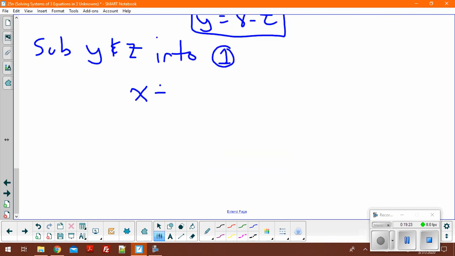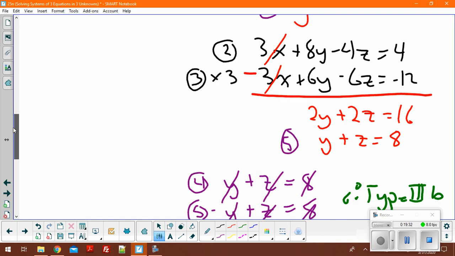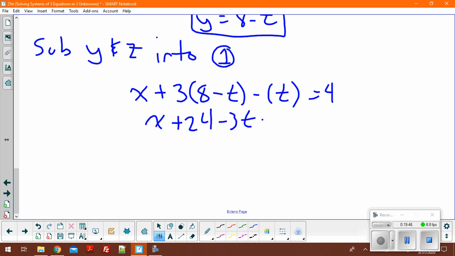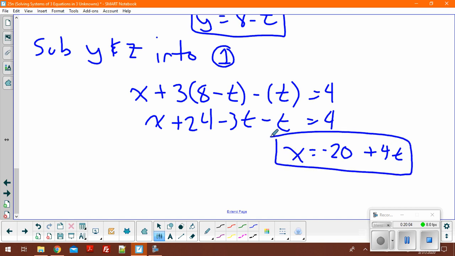That was x plus 3y, so y is 8 minus t. And it was 3y minus z is equal to 4. So minus z, which is now just t, is equal to 4. We're going to solve this for x. So x plus 24 minus 3t minus t is equal to 4. So I've got negative 4t. When I bring that over, it becomes positive 4t. And I have 24. When I bring that over, I get negative 20. So x equals negative 20 plus 4t.